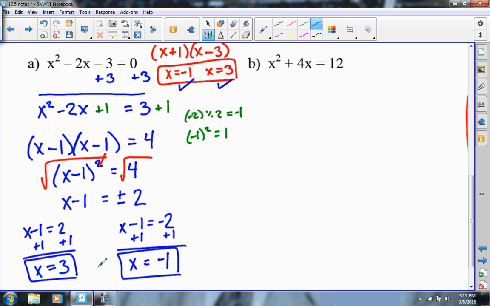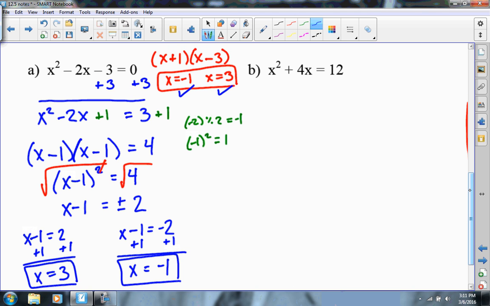But if I had a choice, I would have done the factoring and setting both parentheses equal to 0 and solving, because that's much easier and much faster. The completing the square does have a lot of work to it. But again, we want to start with some of these easy examples just so you understand the process.